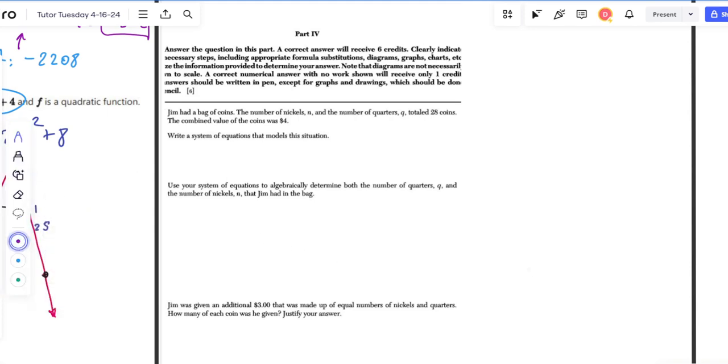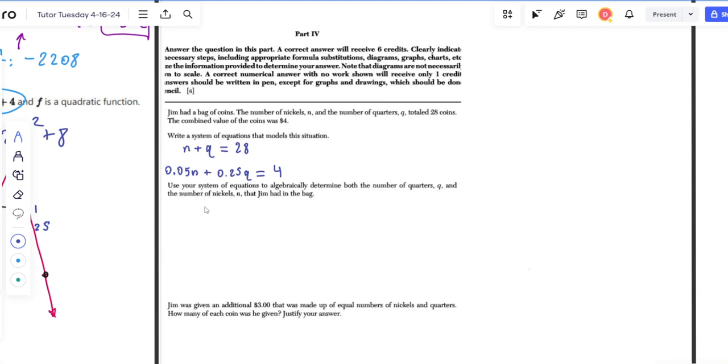Yeah, that's something similar to what you might see on the SAT, but they'd probably ask it differently. But basically you just add up the number of nickels and quarters, and that would have to total 28. And then when you assign their actual monetary value, a nickel is worth 5 cents and a quarter is worth 25 cents or $0.25. So you write 0.05n plus 0.25q equals 4.